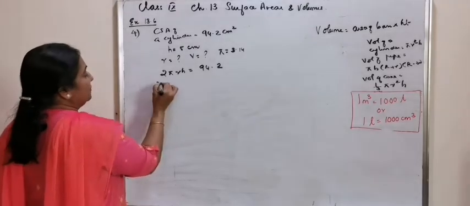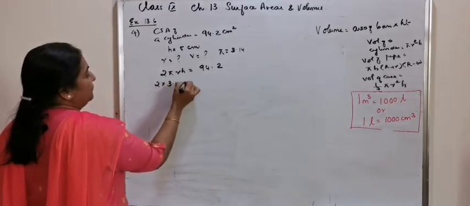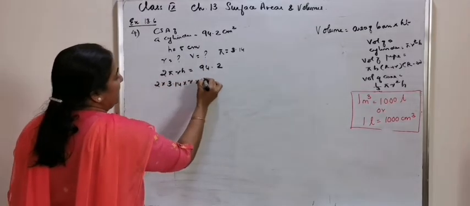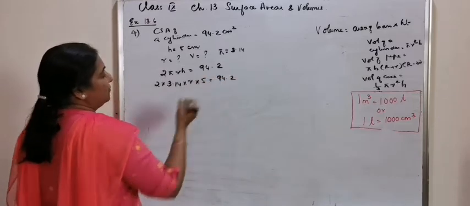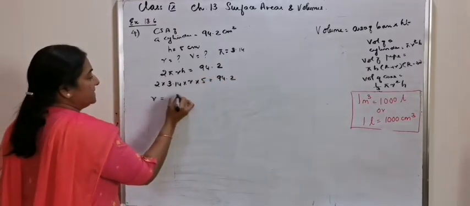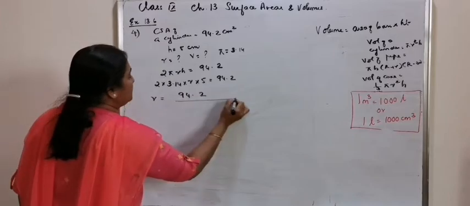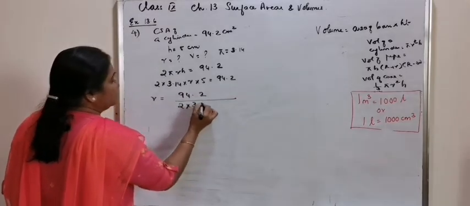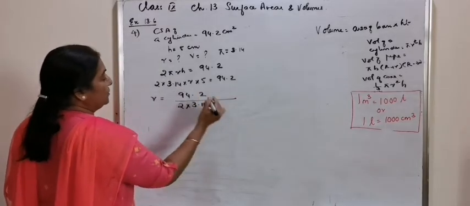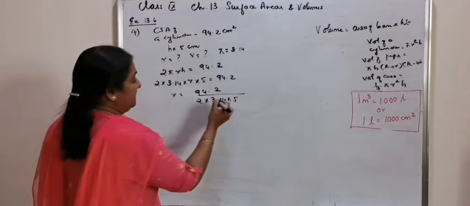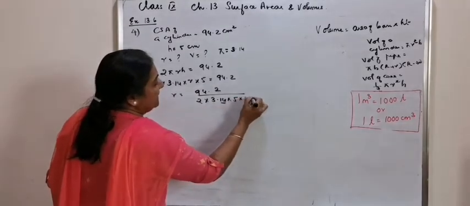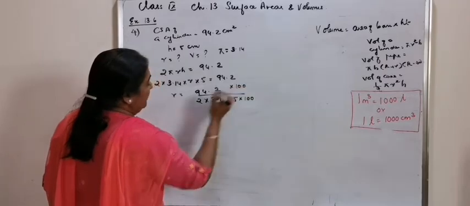Now substitute the value: 2 into 3.14 into radius into height 5 is equal to 94.2, or radius is equal to 94.2 divided by 2 into 3.14 into 5. Let's remove the decimal place. Here 2 decimal places, that means multiply by 100.